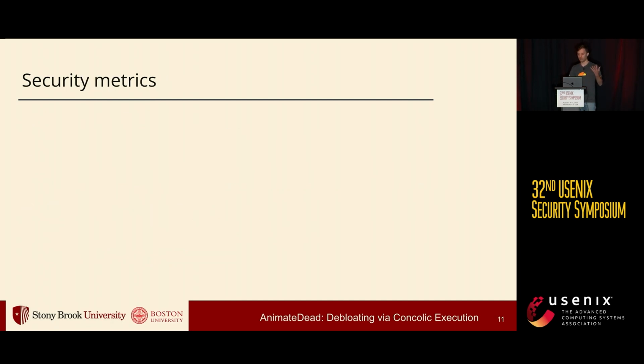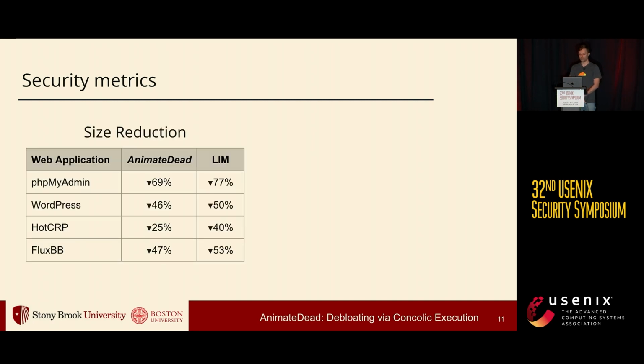After we run the application concolically, we have a bunch of executions that tells us which files and functions were executed. We put them all together, and then we debloat the applications, and now we can look at the security metrics. In terms of size reduction, if you look at phpMyAdmin, for example, AnimateDead reduces the lines of code by 69%, whereas dynamic debloating of Less is More reduces this by 77%. And looking at other applications in our data set, you see that the numbers of AnimateDead and Less is More are within 10 to 20% of each other.